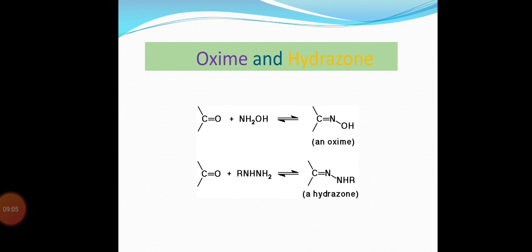Oxime and hydrazone. This slide shows you how we can name the product. If we react hydroxylamine with an aldehyde or a ketone, the name oxime is going to be added with the name of the reagent. Similarly, if we react with hydrazine, then the name of the product will be written as a hydrazone.